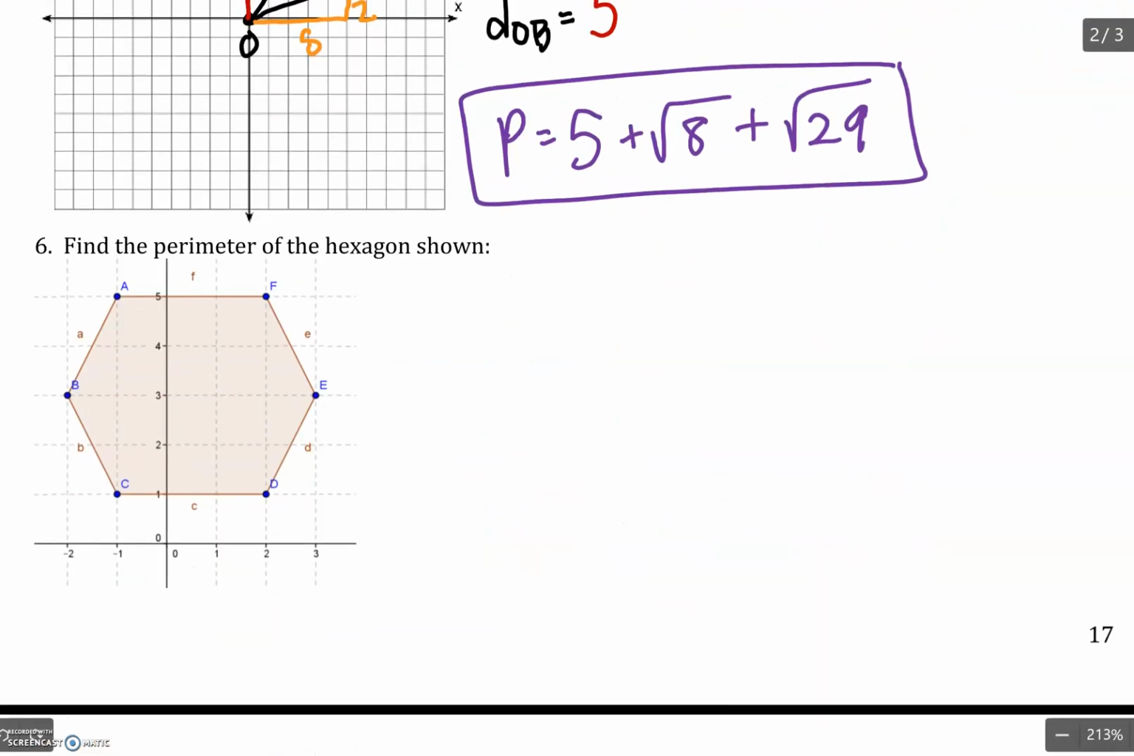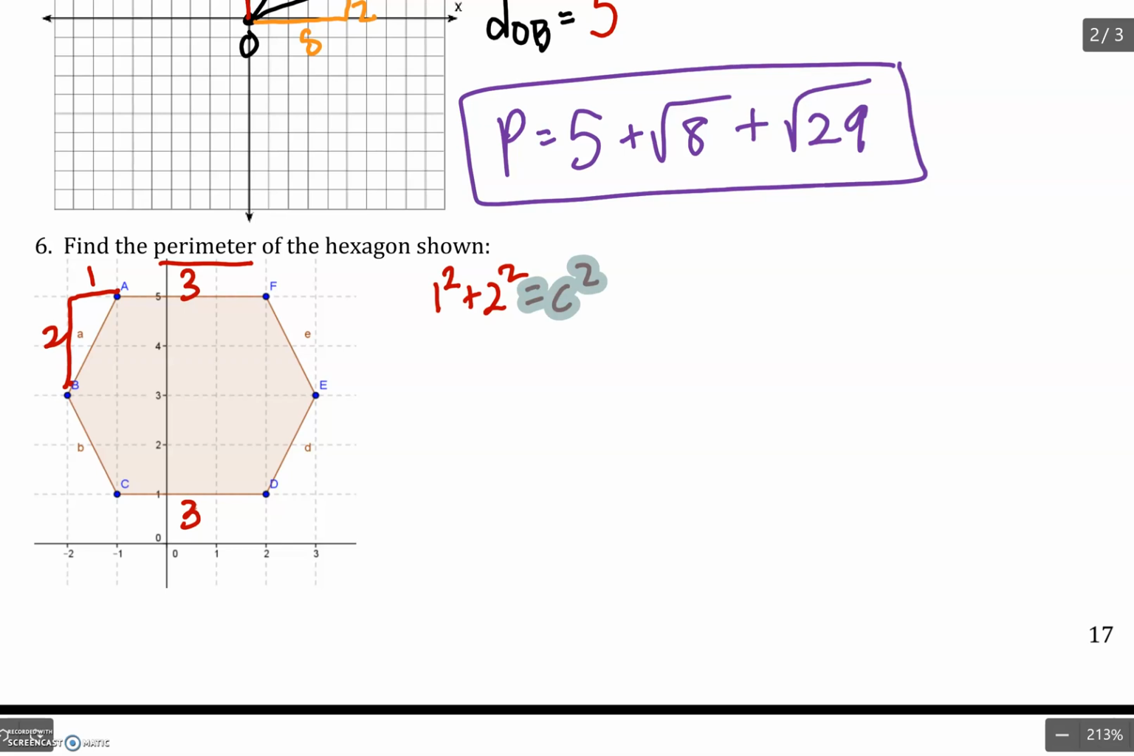Okay, and then finally for number 6, we're finding the perimeter again. So the horizontal lines, A to F, for example, you can count. That's only 3 units. So this one's 3 and this one's 3. You can tell that immediately. Now to get length A, I'm going to do my Pythagorean theorem. That's 2 and 1. Again, you can do A squared plus B squared equals C squared that way.